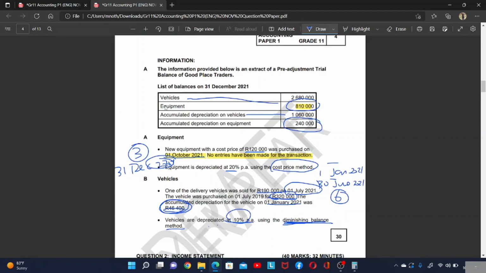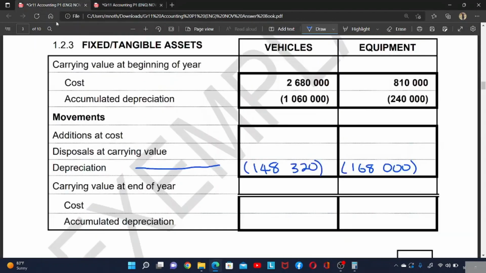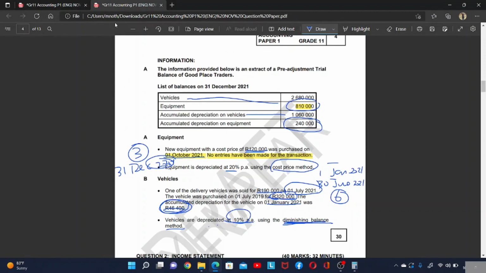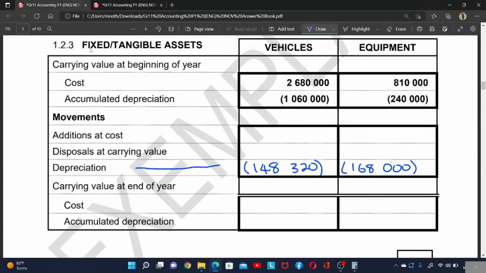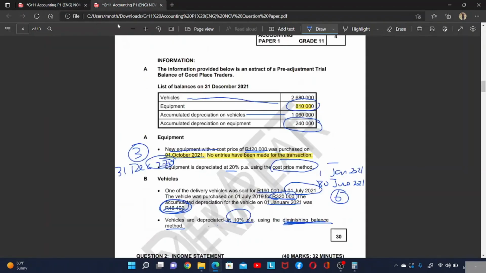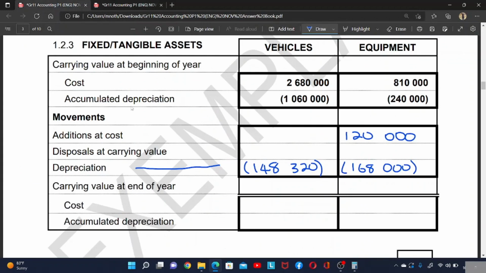Now, we are told that new equipment with the cost price of 120,000 was purchased on 1 October 2021, meaning that now we have an additional equipment of 120,000. So no equipment was sold. So we don't have the disposal.